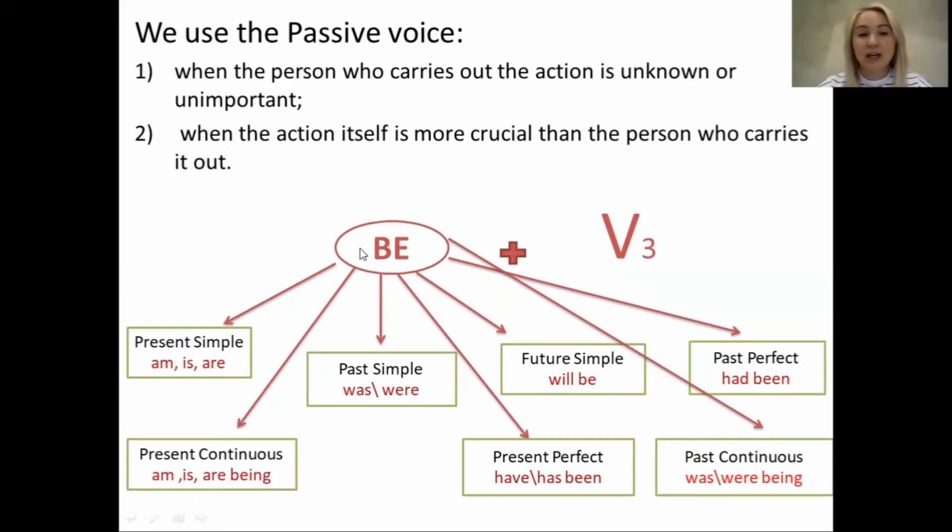Let's look at them. In present simple, for example, we change the verb to be into am, is, are. So, the photo is taken. In past simple, we use was or were. For example, the picture was taken. In future simple, the picture will be taken. Also, you can use passive voice in past perfect, in present continuous and past continuous, and in present perfect also.